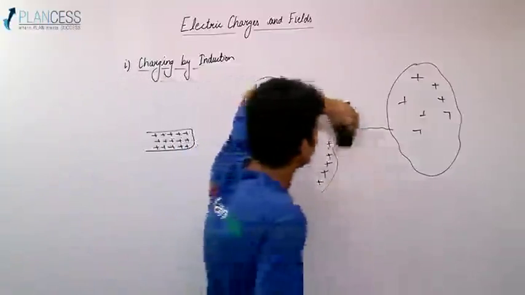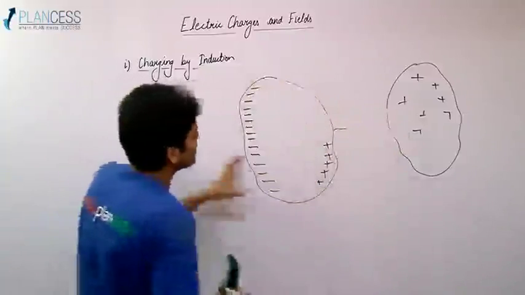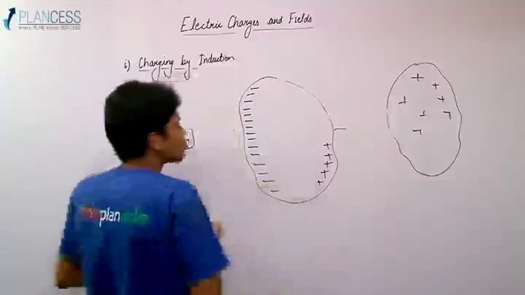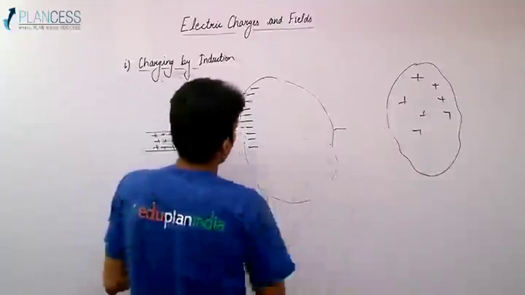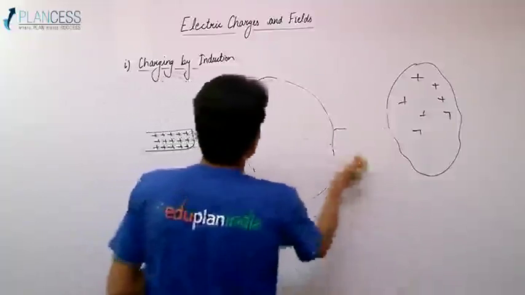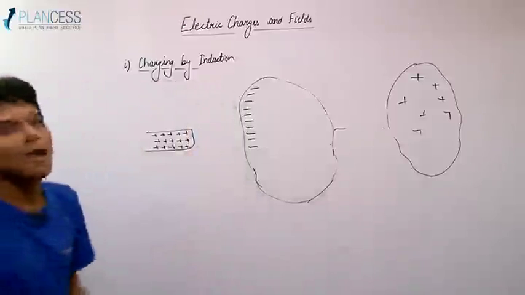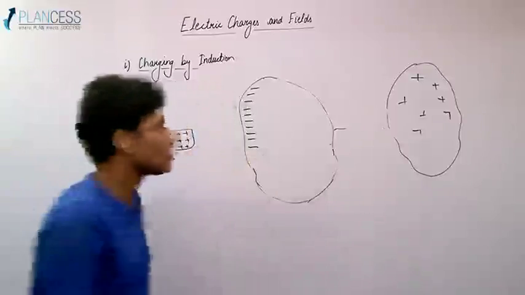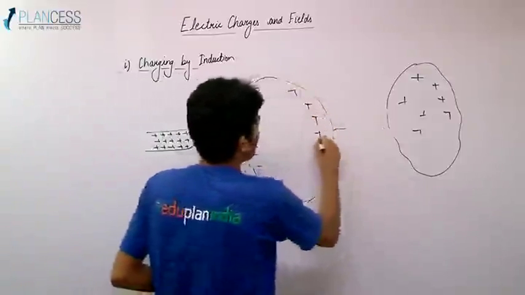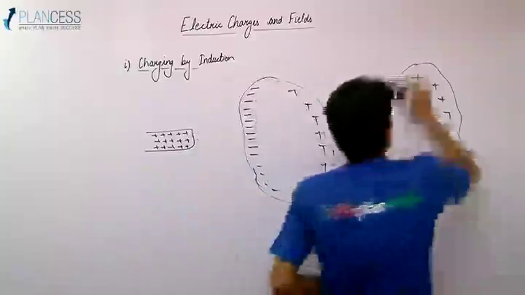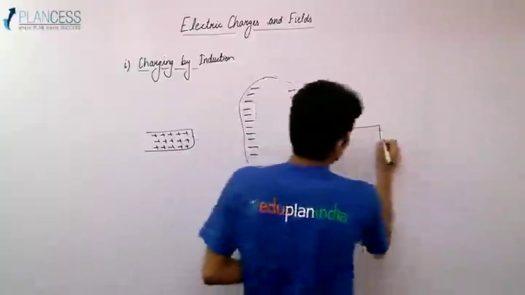And now if I close the connection, I'll find out that the amount of negative charge here is greater than the amount of positive charge here. So finally this body will be left as a negatively charged body, and that body will be left as a positively charged body. So this is basically the method of charging a body by induction. This was one way of charging a body by induction. Another way could have been not connecting another body but connecting this wire to the earth.